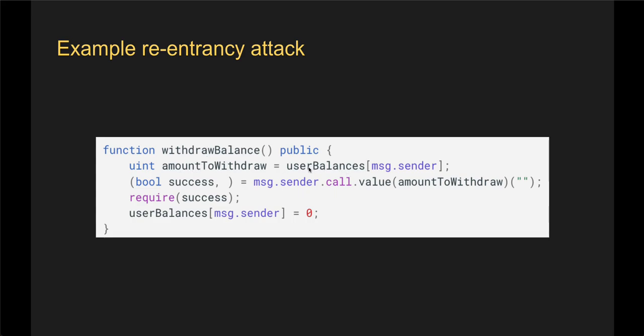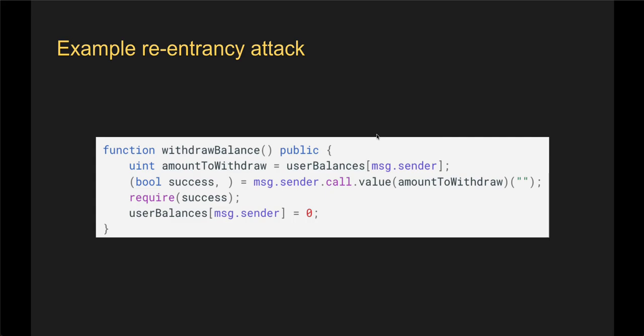And they are still unchanged because the line that changes is after the call has happened. And we are re-entering the function before the function logic can ever go to the user balances. And thus, we can re-enter as many times as we want, basically draining the contract. And that's a very simple example of a re-entrancy attack.